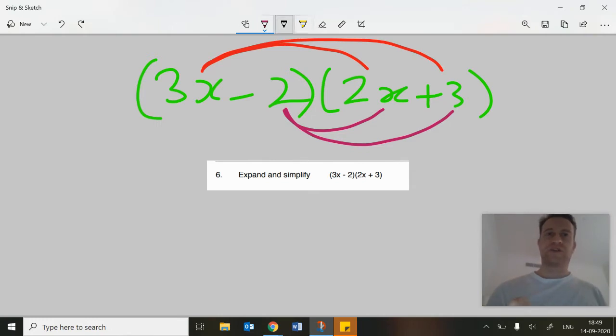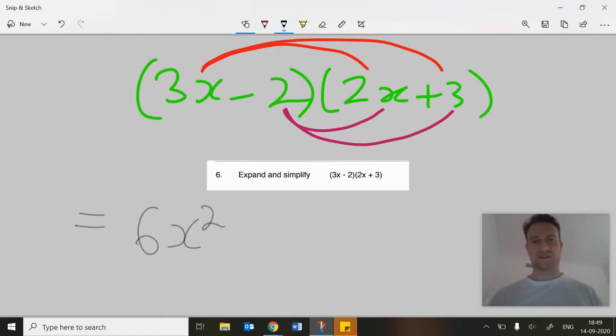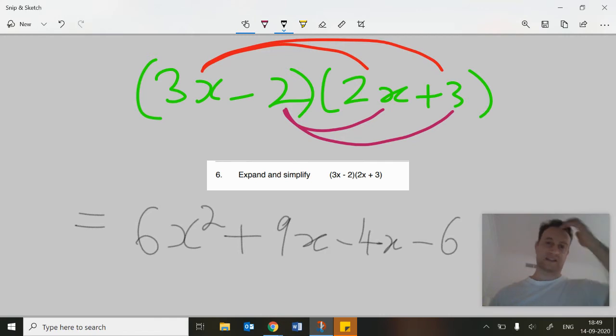Okay, so if we do now 3x times by 2x, that's the first of the red lines, we're going to get 3 times 2, which is 6, and x times x, which is x squared. The second of our red lines there is 3x times by 3. That gives us 9x. And then you've got minus 2 times by 2x. So minus 2 times 2 is minus 4. You can follow it up with an x. And then we've got minus 2 times by 3, which gives us minus 6 there.